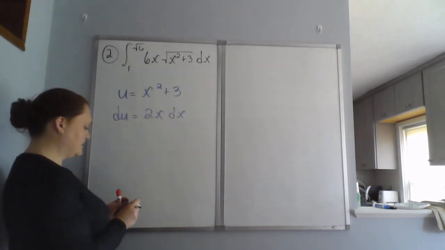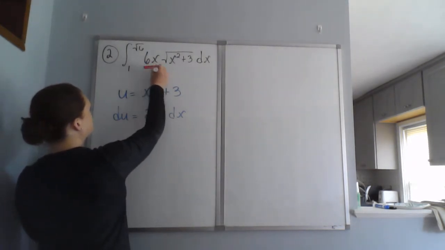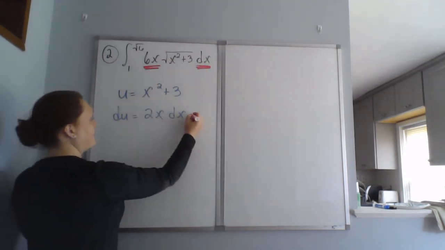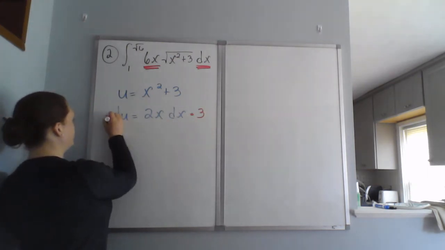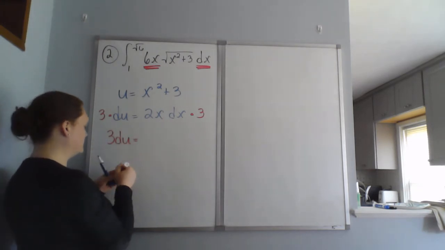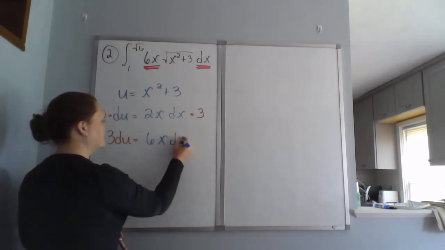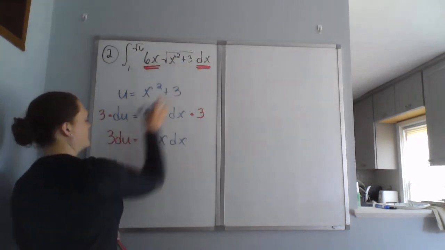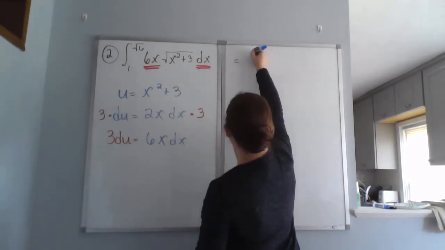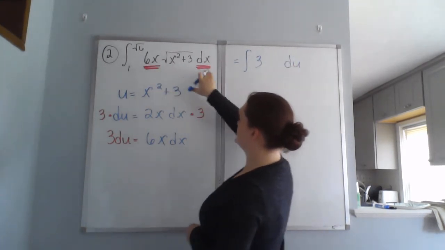Now we don't have exactly 2x dx in our problem. We have a 6x and a dx. So I want to make this match that. So if I multiply this by 3 and multiply this by 3, I'll get 3 du is equal to the 6x dx. Meaning the 6x and the dx can get replaced by a 3 and a du. Okay? So I'm going to rewrite my integral with the 3 and the du involved. That's replacing the 6x and the dx.